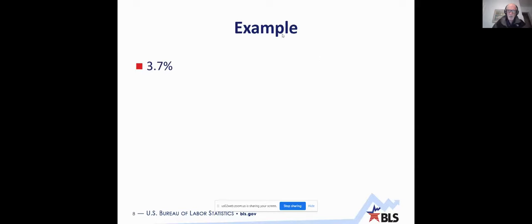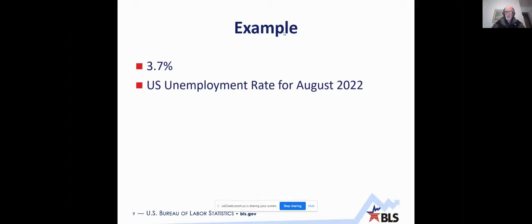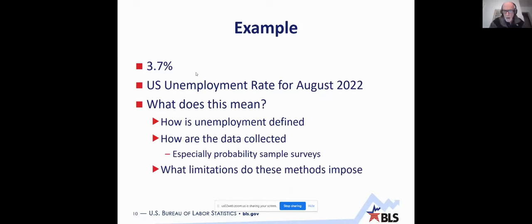So here's a number, 3.7%. I don't know how many of you might know what I'm referring to here because I work for the Bureau of Labor Statistics. This is the US unemployment rate for August in 2022, but you couldn't know that unless you have this additional information. But this begs questions itself. What does it mean to talk about the unemployment rate? How often is it collected and so forth? So how is unemployment defined? How are the data collected, especially through a probability sample survey? And what limitations do these methods impose? So these are questions that statistical metadata is designed to try to answer.